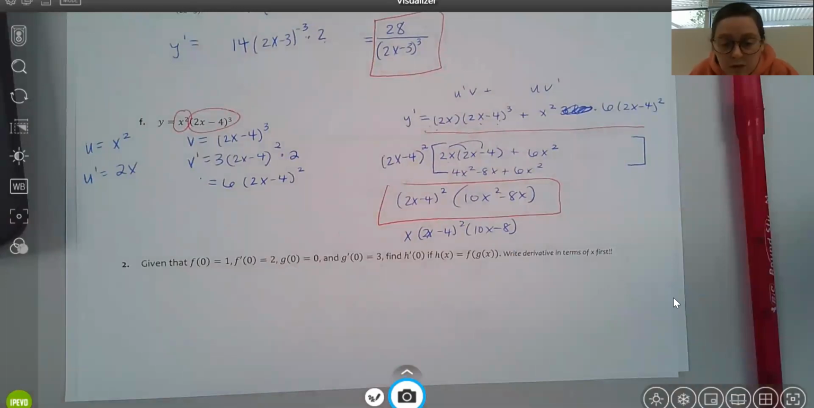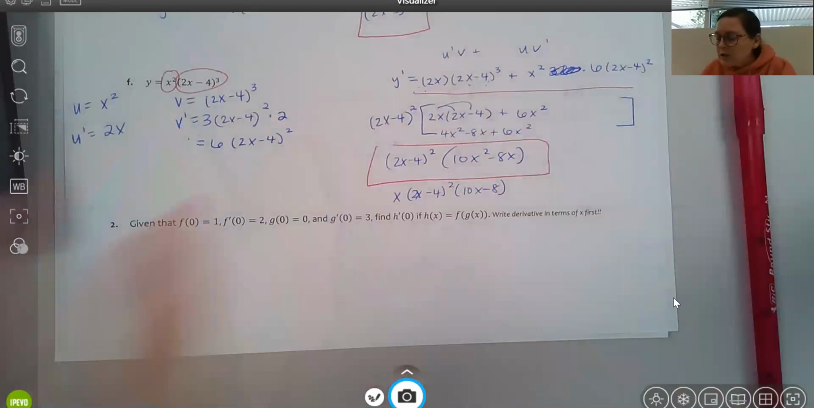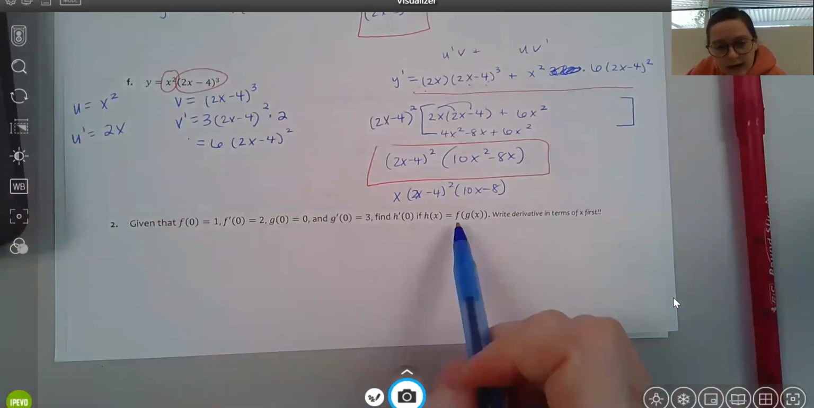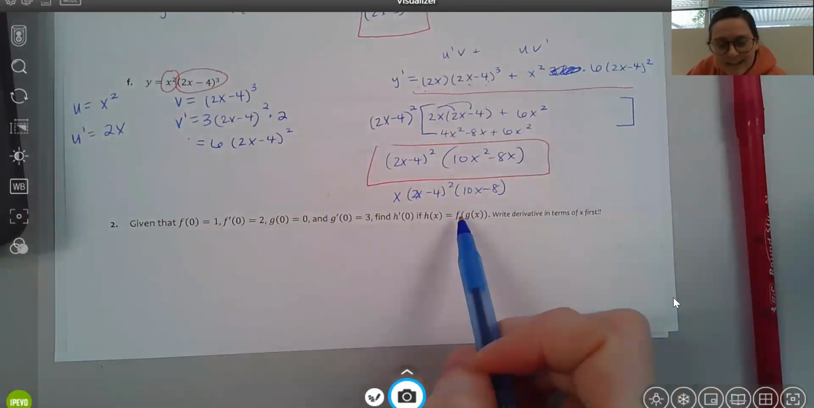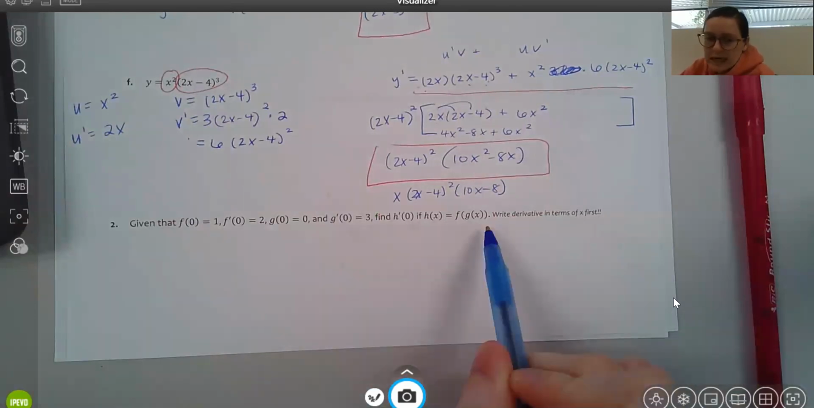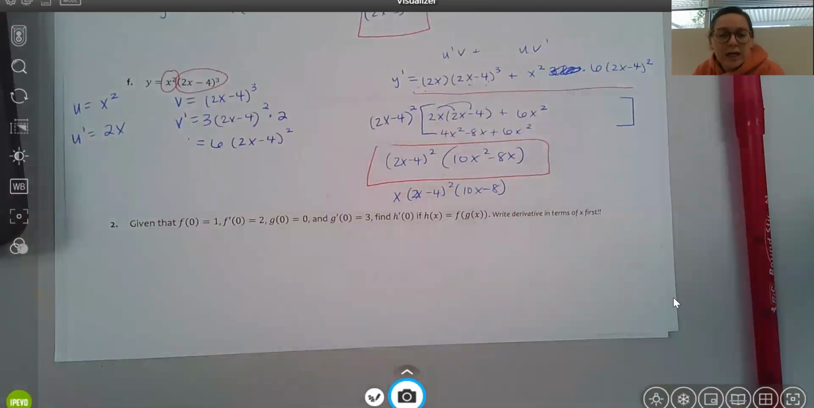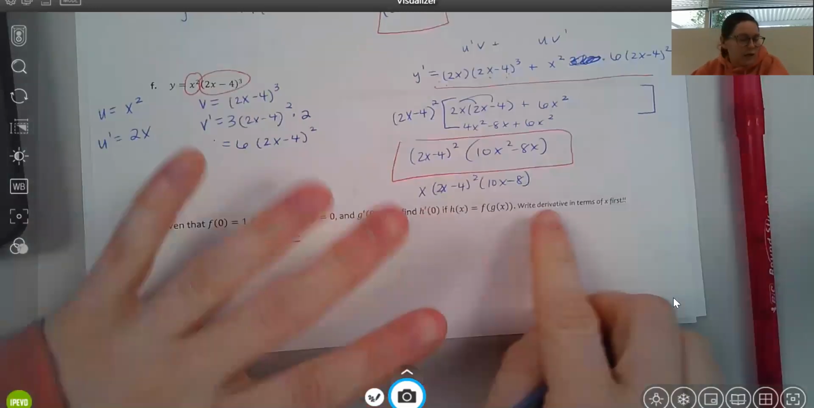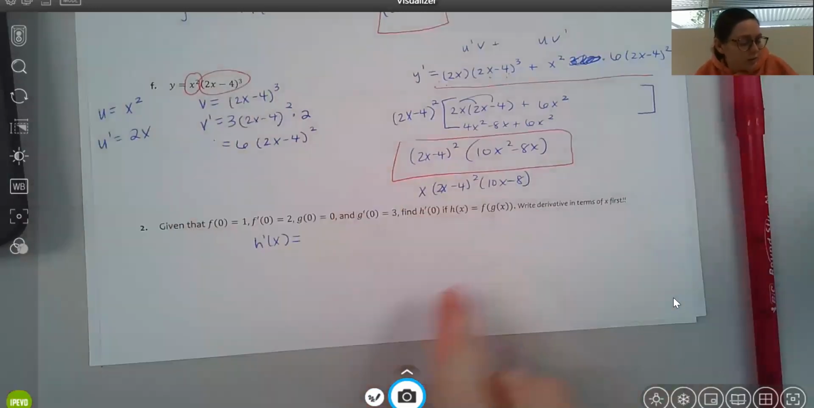Okay, number 2. So now we're starting to look at what if it's not just algebraic functions, but named functions? So in this case, you have h of x is f of g of x. So definitely chain rule. You've got one function inside of another. That's not multiplication. That is composition. They're inside each other, making a little chain. So I want everyone to write your h prime of x before you're plugging in at 0, just writing the derivative in terms of x.